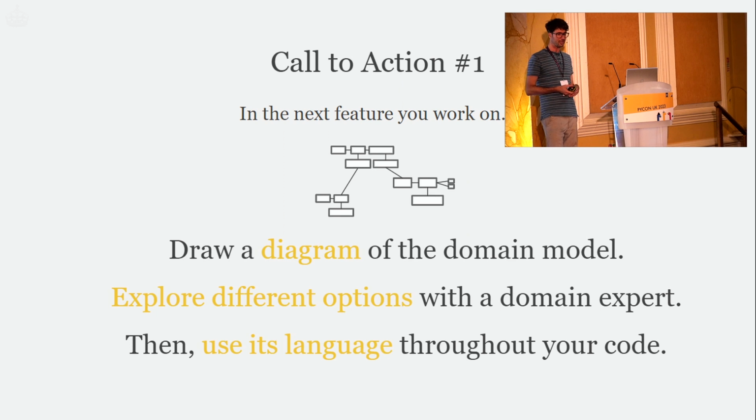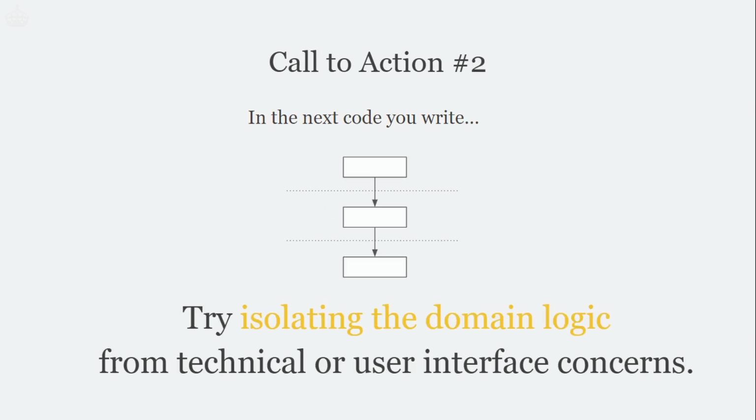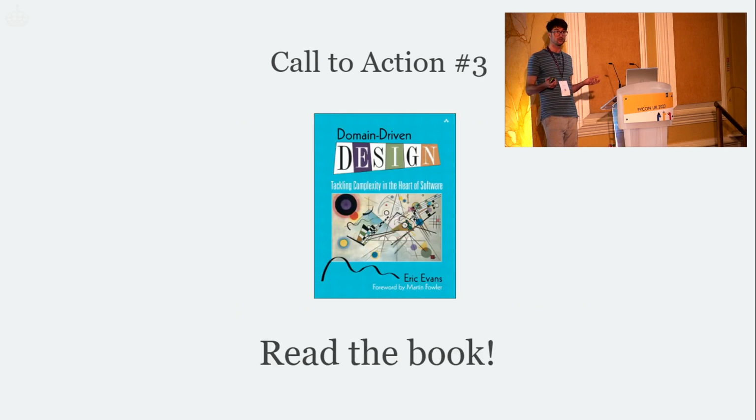My first call to action is in the next feature you work on, draw a diagram of the domain model and just make it conceptual. Explore different options with a domain expert and then use its language throughout your code. My second call to action, in the next code you write, try isolating the domain logic from technical or user interface concerns. Final call to action, read the book.